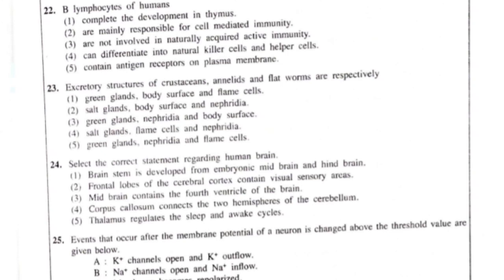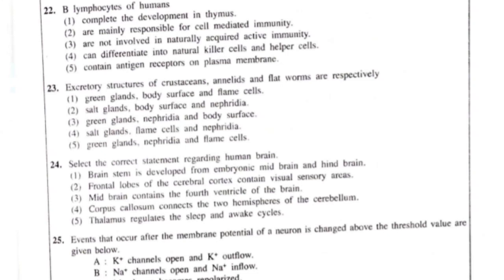And the second statement says they are responsible for cell-mediated immunity. Wrong, because B lymphocytes are mainly responsible for humoral immunity. That means immunity in the body fluids. T lymphocytes are the ones that are responsible for cell-mediated immunity. Third statement says they are not involved in naturally acquired active immunity. That is wrong. They are involved. Fourth statement says they can differentiate into natural killer cells and helper cells. That is wrong. B lymphocytes will differentiate into memory B cells and plasma cells. So the answer is answer number 5.